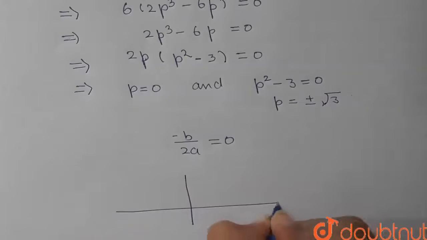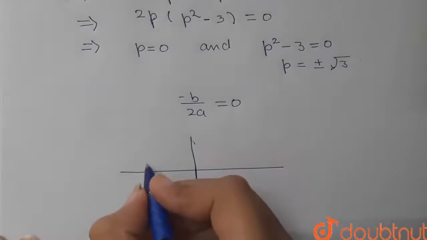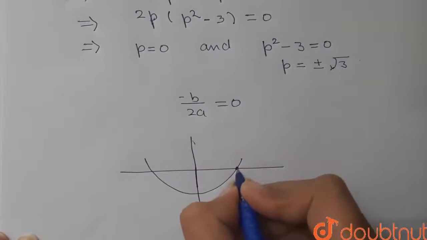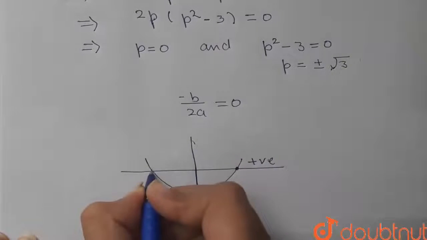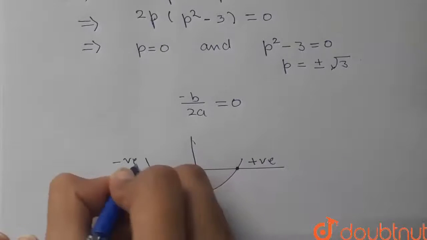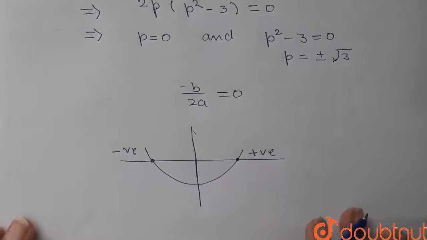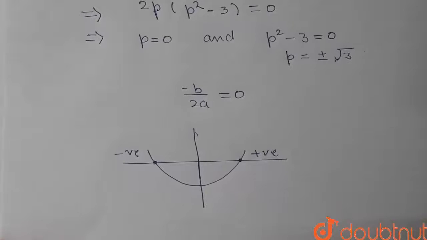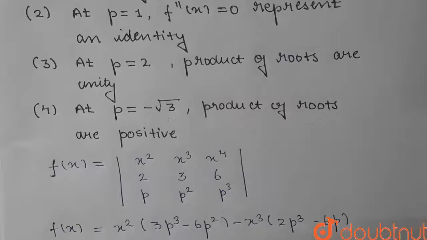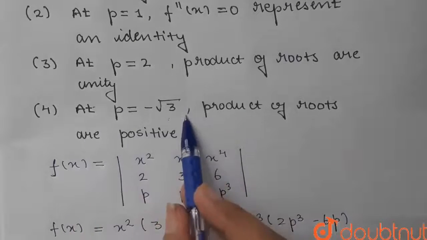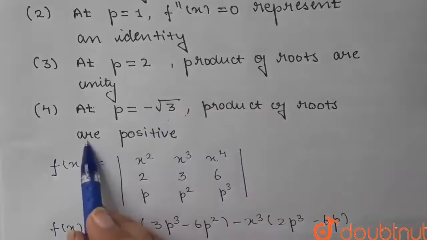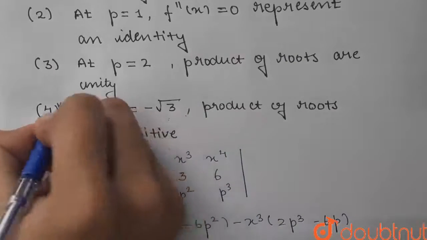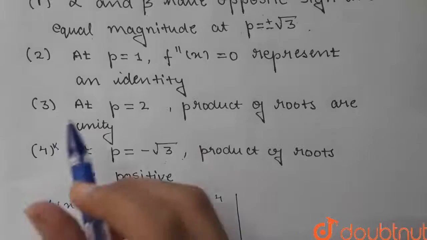This is the Cartesian plane. So the roots will be like this. That means one will be positive and another one will be negative. If one is positive and the other negative, then their product will be negative only, not positive, right? So option number 4, that says at p is equal to this the product of roots is positive, is wrong.